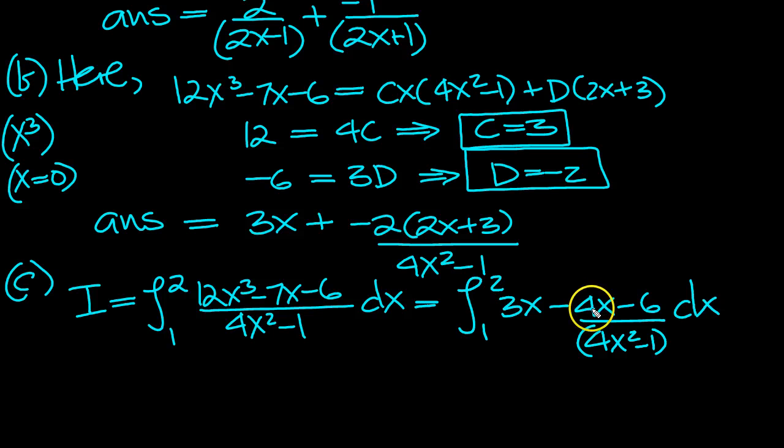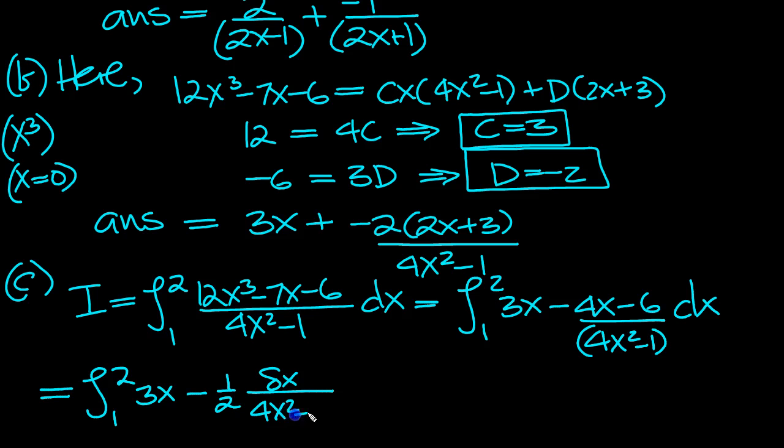Okay, so that's equal to the integral between 1 and 2 of 3x minus, now this I'm going to put as a half, 8x over 4x squared minus 1, because that's our 4x, isn't it, with a minus. But the reason I wanted an 8 was because this differentiates to 8x, doesn't it, when we differentiate the bottom. So this is a log form. And then it's minus 6 over this.